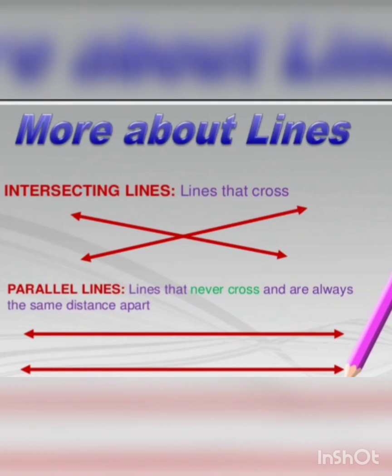Intersecting lines. If two lines meet at a point, then they are called intersecting lines. Next is parallel lines. The lines which do not meet at all. That means the lines that never cross, and always the distance between the lines will be the same. Constant distance will be maintained between the two lines. So such lines are called parallel lines.